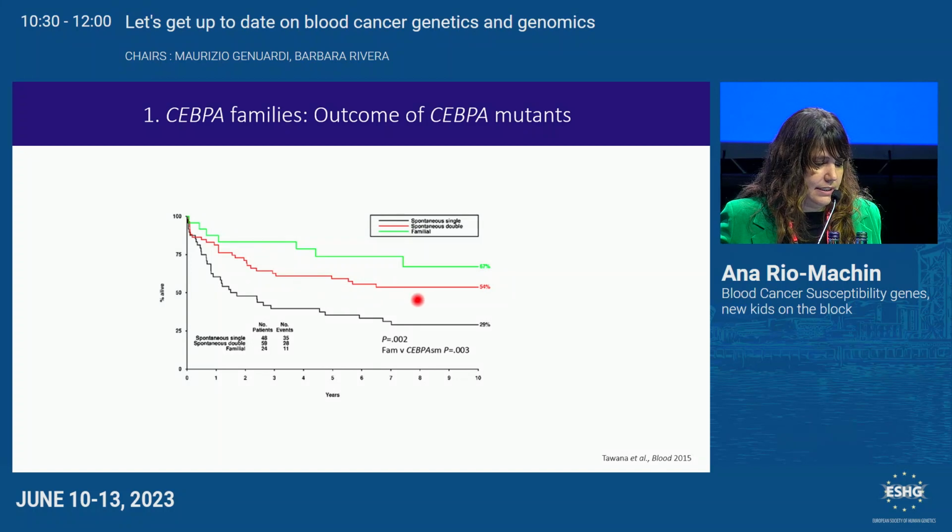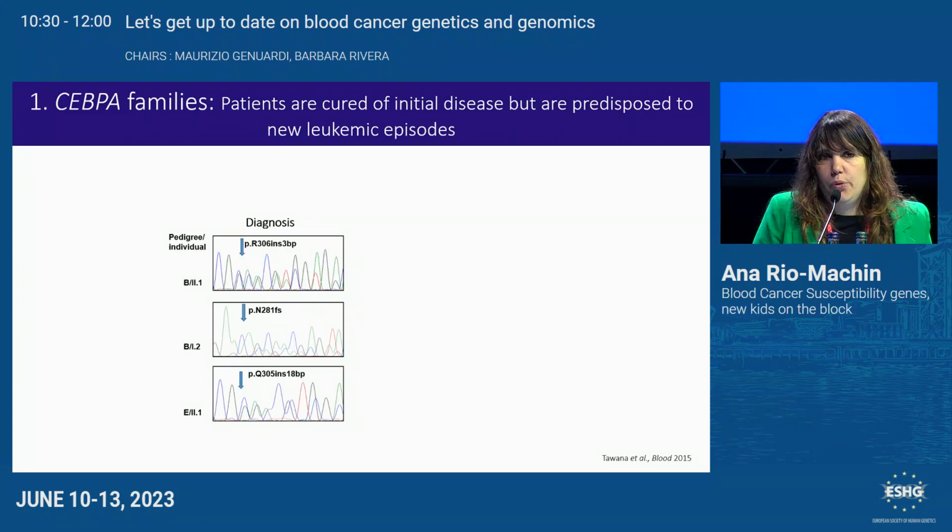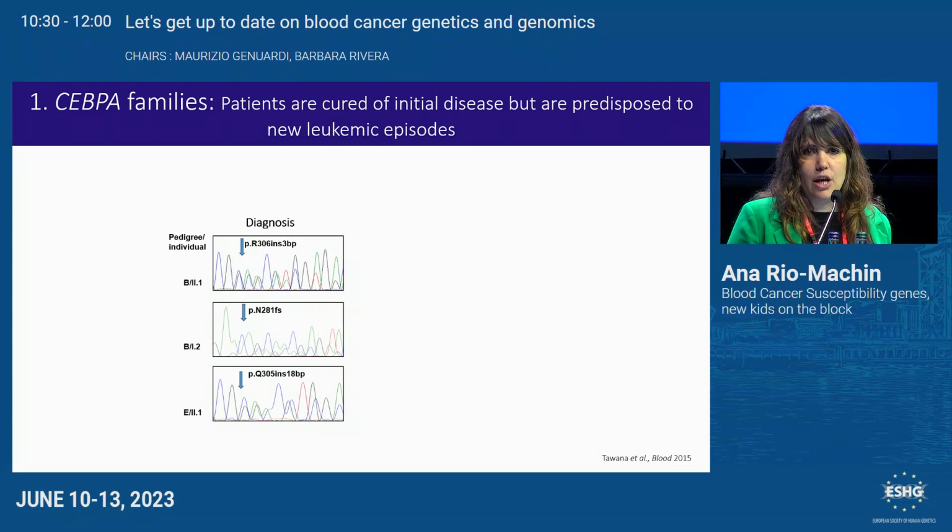It's even better than the patients with 2 somatic mutations in CEBPA. And what is very interesting, and we discovered a few years ago, is that the patients with germline CEBPA mutations are cured from the disease after chemotherapy treatment. So they are completely cured, and then after a long period of remission, they relapse from a completely different clone.